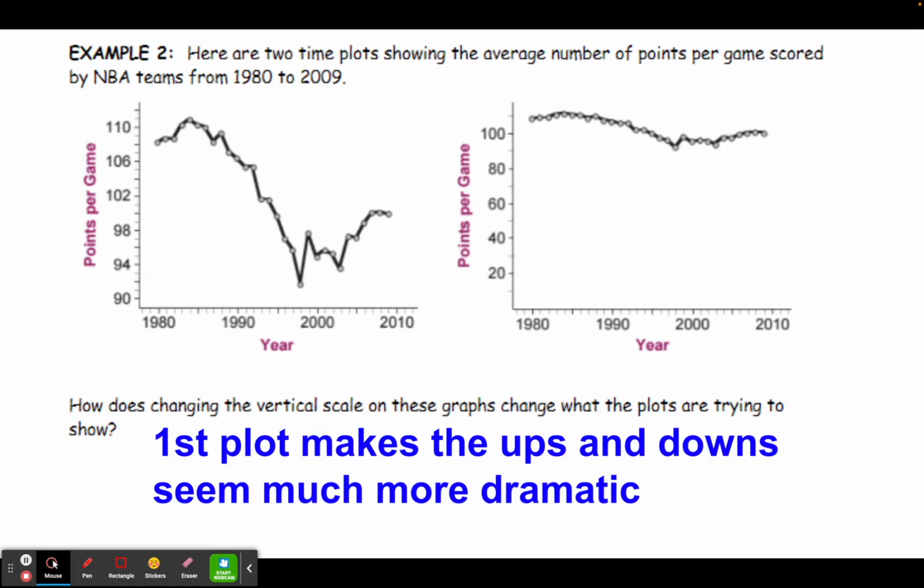Back in first semester, we learned about misleading graphs and displays, and that was one of the tricks that are often used to trick the reader of your graph into thinking that there are dramatic changes when there really aren't. And so the second plot shows that more accurately.